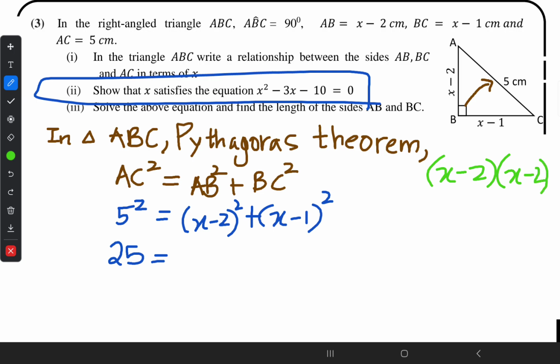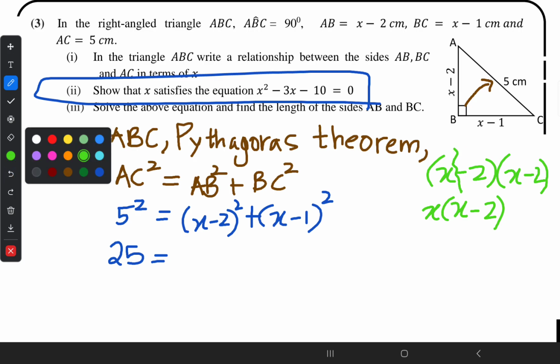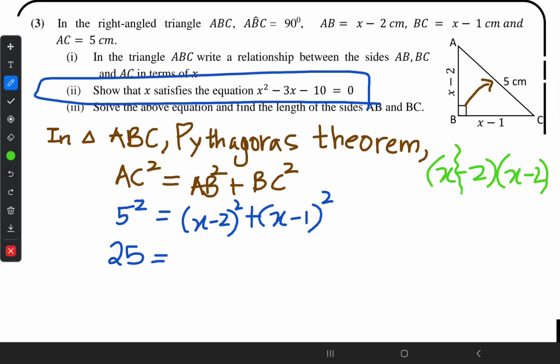To expand this, you should expand the second bracket by x first. The x should be multiplied with x minus 2, and then negative 2 also multiplied with those values. You should split this into 2. I'll write that properly. First, expand the second bracket using x, so x into x minus 2. Then the remaining value in the first bracket, negative 2, you should expand the second bracket using negative 2 as well.